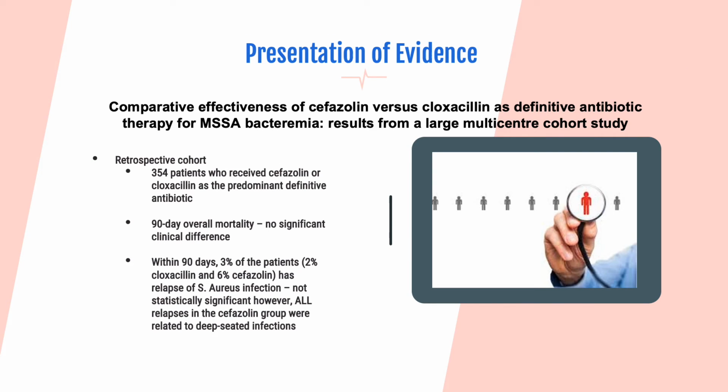A large multi-center cohort study performed by Bay and colleagues compared the efficacy of cefazolin versus cloxacillin in the treatment of MSSA bacteremia in terms of mortality and relapse. The retrospective study included 354 patients with MSSA bacteremia who received cefazolin or cloxacillin as the predominant definitive antibiotic therapy. 90-day overall mortality was 27%, 20% with cefazolin and 30% with cloxacillin. After adjustment for risk factors at 90 days, there was no difference between the two groups with respect to mortality.